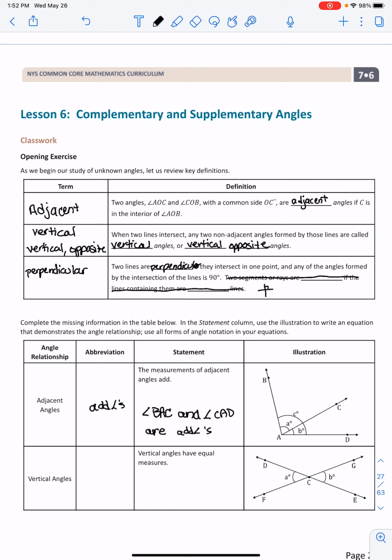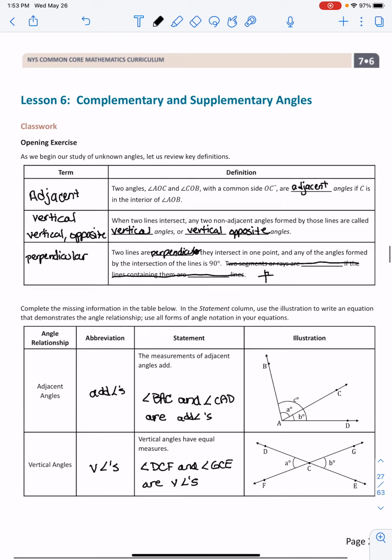Next, we have vertical angles. So vertical angles here, we have angles DCF and angle GCE are vertical angles.